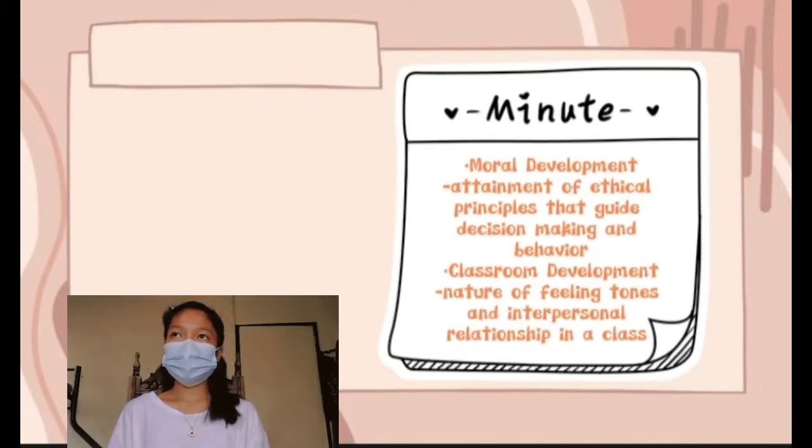And lastly, classroom development. It is the nature of feeling tones and interpersonal relationships in a class. In the succeeding parts of this chapter, some of these affective traits will be discussed in line with the setting of affective targets or outcomes. These traits have been studied and found to be contributory factors in student learning.